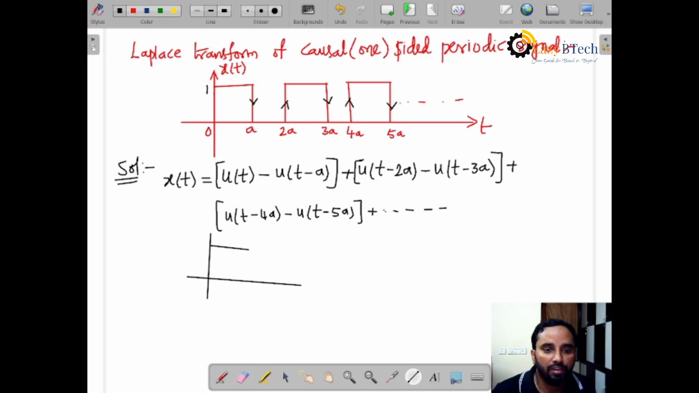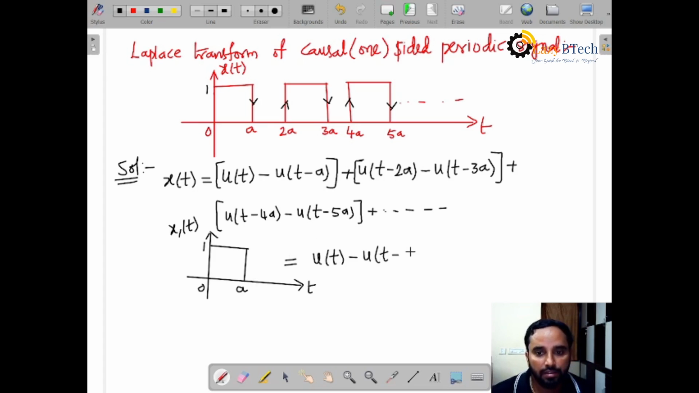Up to a, the signal is taken from 0 to a. This I am taking as x1 of t. In terms of step signals, we can write it as u of t minus u of t minus a. The same signal is shifted to a. Next, the same signal is shifted to 4a.